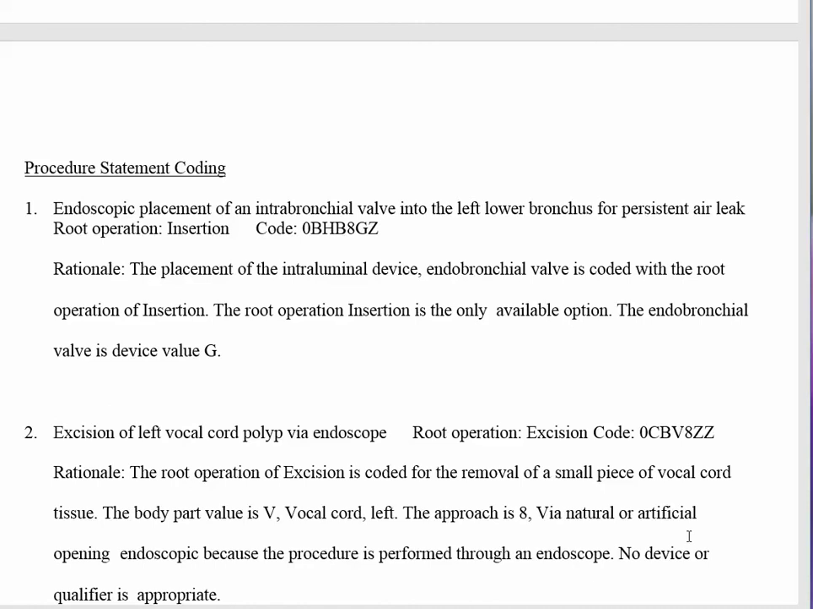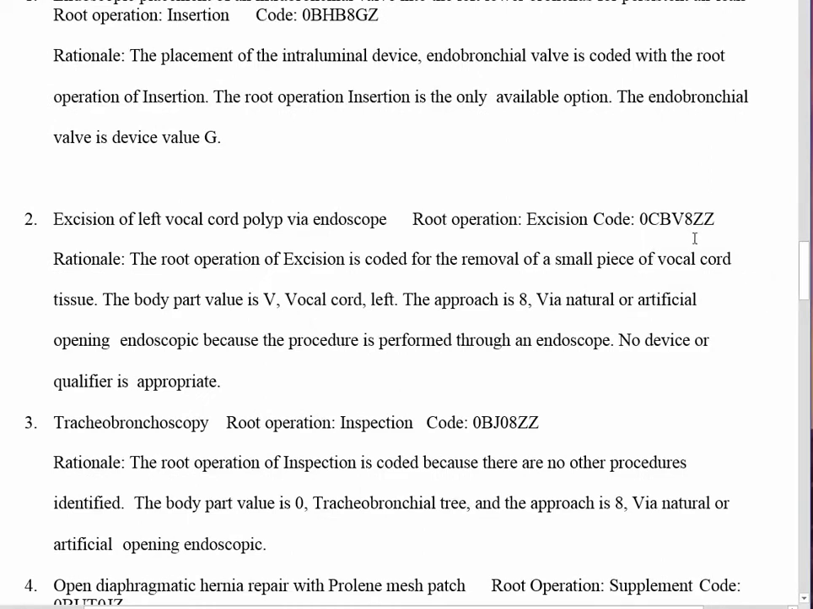So we're going to index the main term of excision, then the anatomical location, and we get 0CBV. Then we have 8 for our endoscopic approach. No device is left in the patient, no device, no qualifier, ZZ. So we end up with 0CBV as in Victor, 8ZZ.